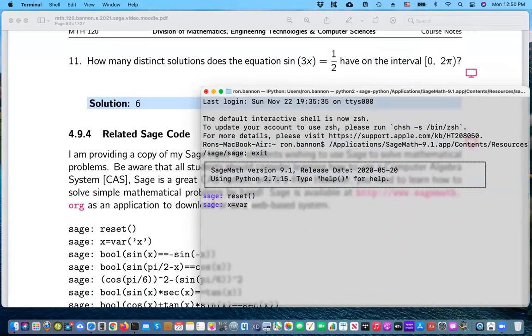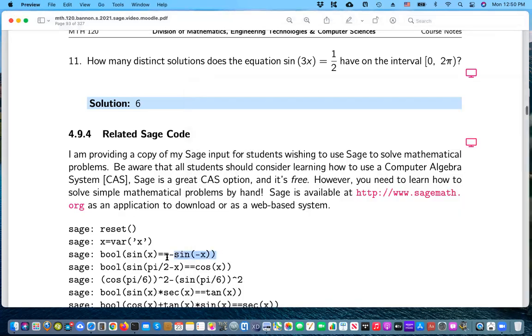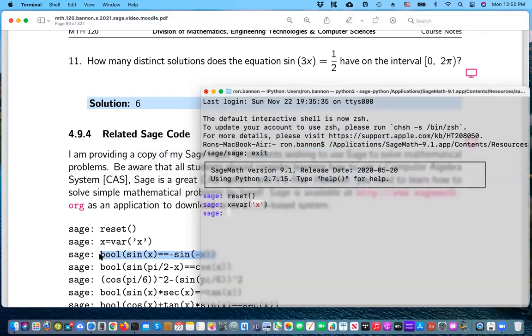X is a variable. You don't have to do that, but it's a good idea to get in the habit of defining variables. Sage already by default has X as a variable. And again, I'm going to start to do some copy paste. A lot of code is copy pasted. Now, the question is, what is this doing here? It's saying, is the sine of X identical to the opposite of the sine of minus X?